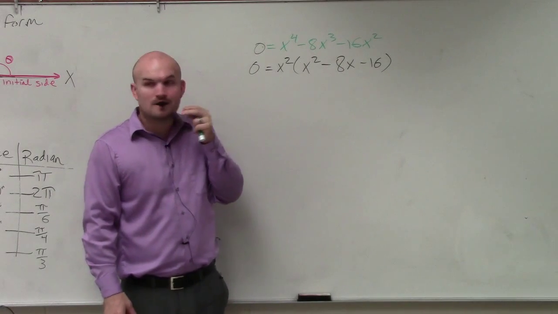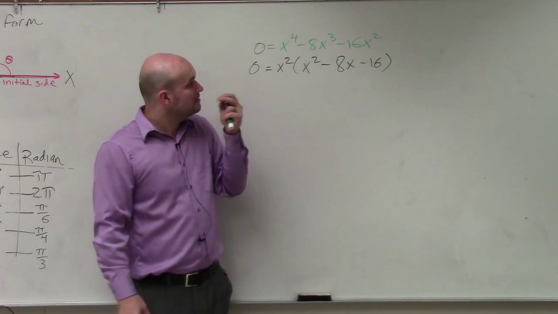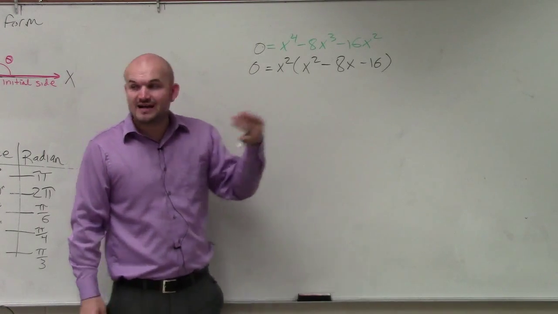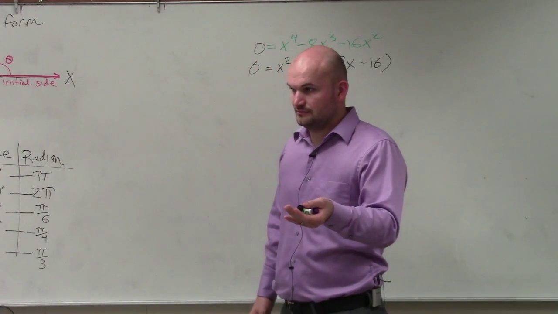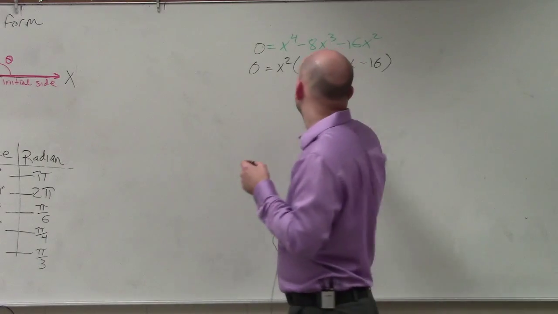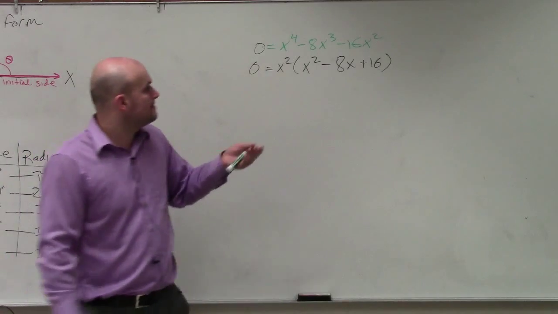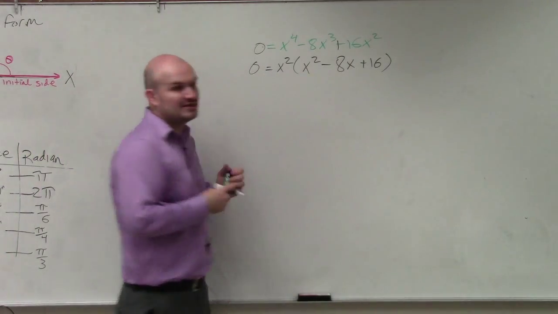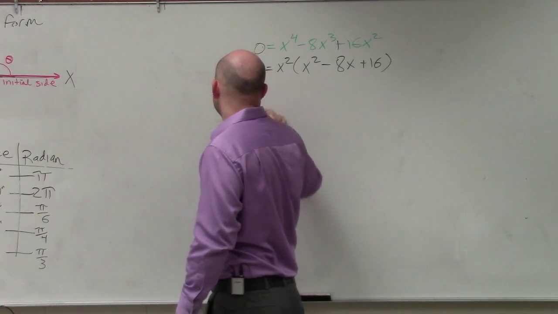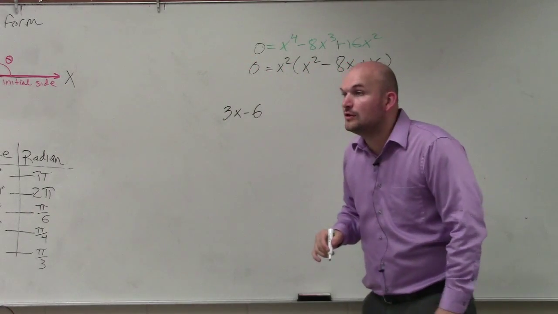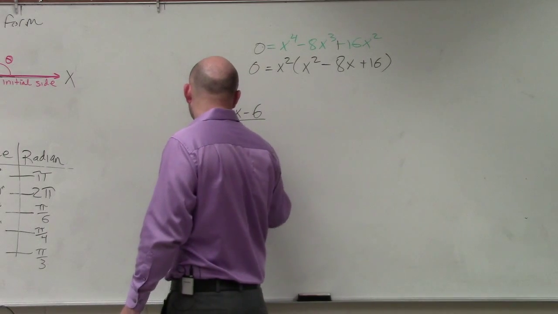Yes? When you're factoring out, it's like dividing out, right? Yep. Oh, OK. Thank you. When you're factoring out, it's like dividing out. For instance, if I said 3x minus 6, what do these have in common? You would say a what? 3. So in reality, what you're doing is dividing everything by 3, right?